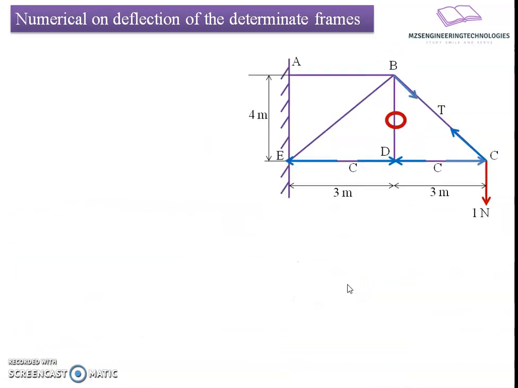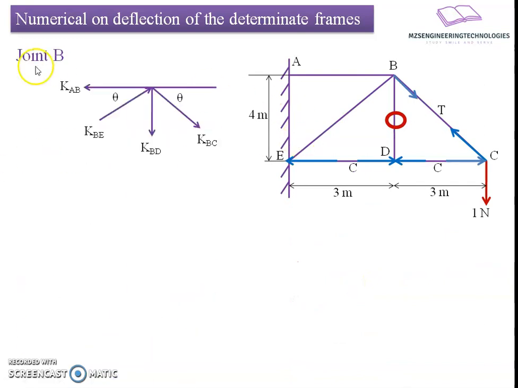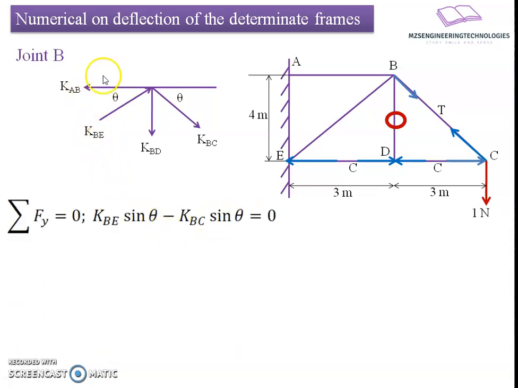Now we'll go towards the next joint, which is joint B. If we prepare the free body diagram, there are 4 forces here: KBC, KBD, KBE, and KAB. Among these, KBC and KBD are known to us from the previous analysis. Only 2 forces are unknown: KAB and KBE. If I take equilibrium along the vertical direction, we get KBE sine theta minus KBC sine theta minus KBD. KBD is 0, so it is not placed in the equation. From this relation, we can say KBE and KBC are equal in magnitude, and they are compressive in nature.